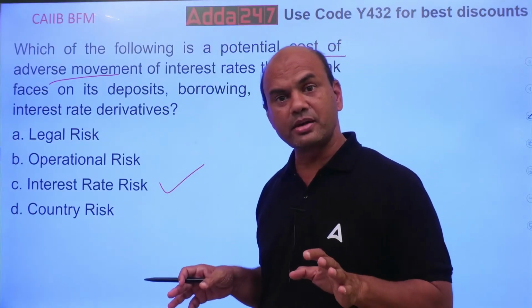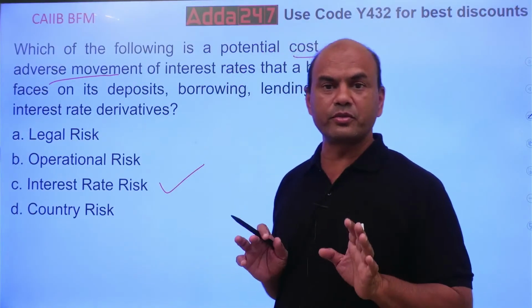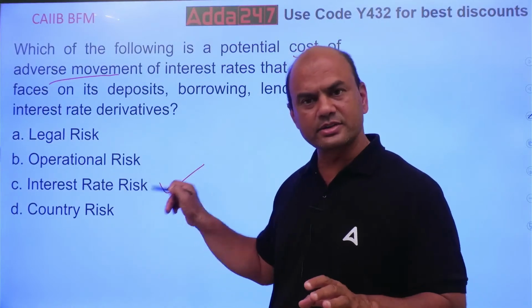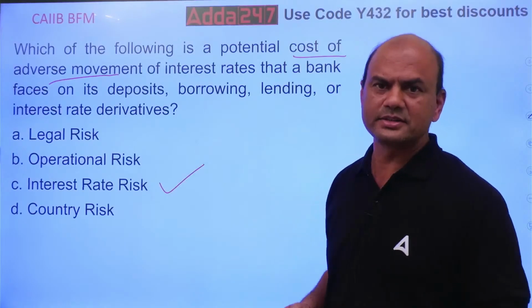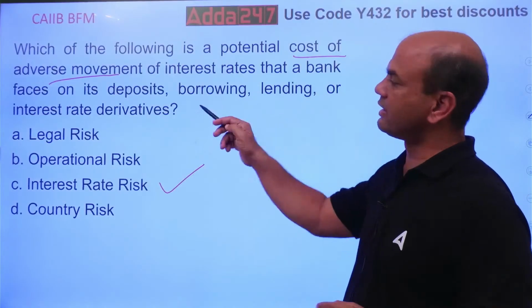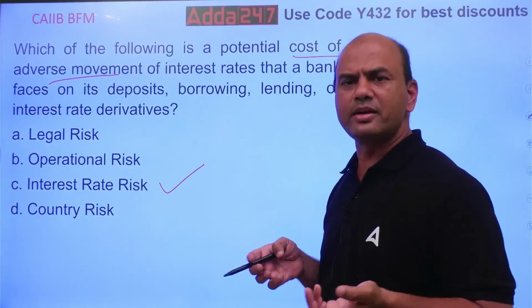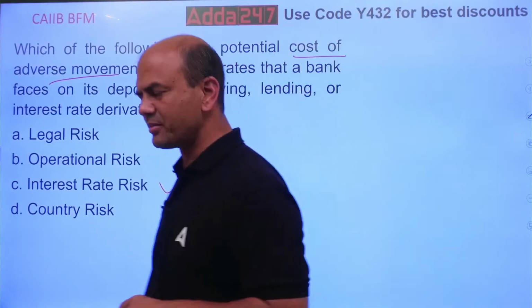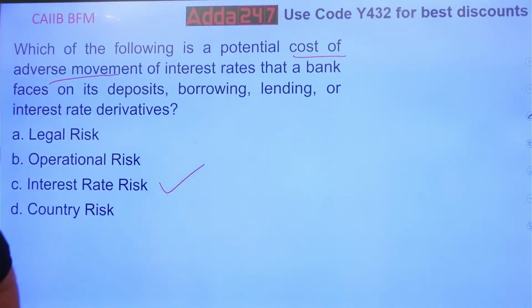But actually remember, almost 60% of your BFM questions are straightforward, simple. So the answer is interest rate risk only. See here, on your deposits, borrowing, lending, interest rate derivatives, everywhere you face the same interest rate risk. What is this interest rate risk? What do you mean by this? Type in the comment section, everyone. Let me see. Give me in one line. What is the interest rate risk?